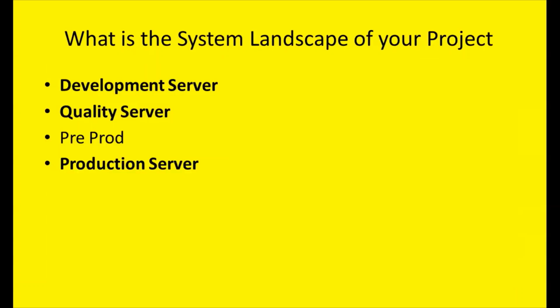What is the system landscape of your project in SAP S4 HANA or any other module? We all know the system landscape of any project and are aware of this question, but I've still placed it because people are getting confused whether we have any other landscape in the S4 HANA platform. So: development server, quality server, pre-production server, and production server. As we know, pre-production server is optional.